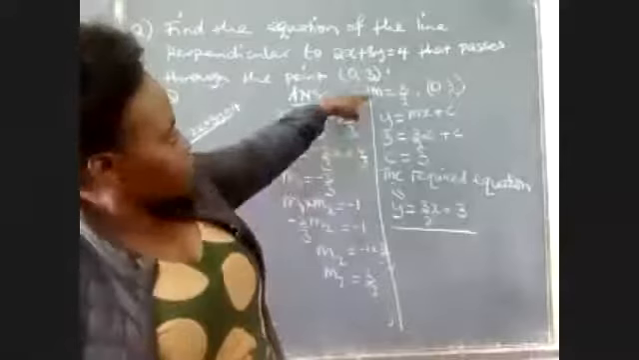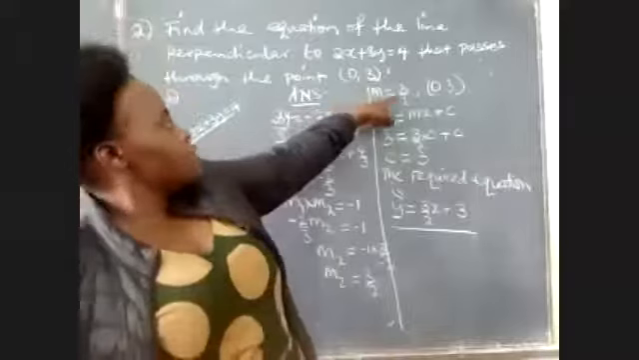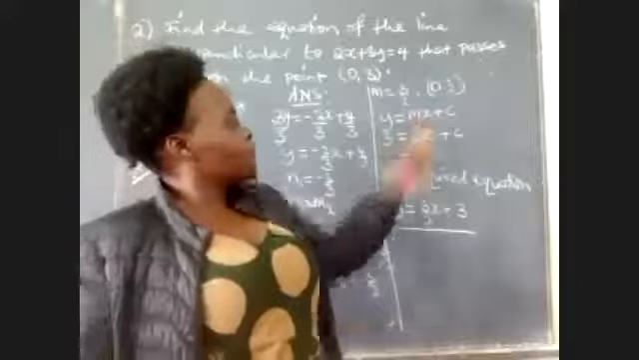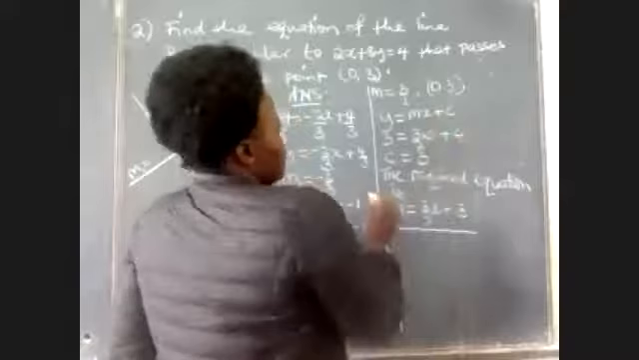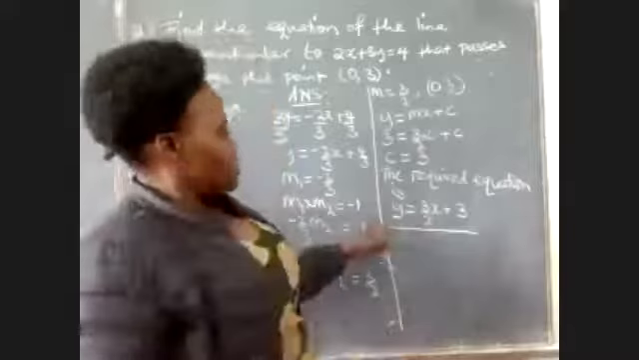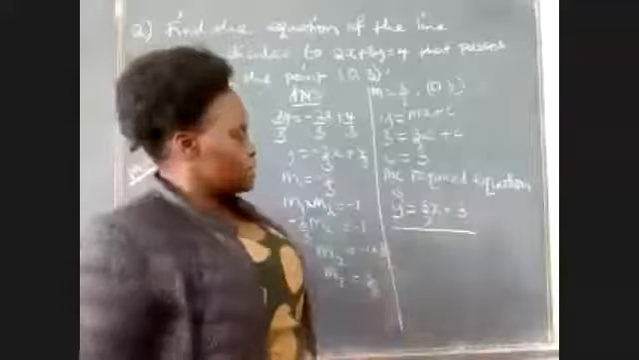And we are given, so we have m, our m2, or just m, is 3 out of 2, and we have this given point. So from y is equal to mx plus c, we are able to find c. So this is going to help us to find c, and when we substitute, the value of c is 3. So we can now comfortably write the required equation as y is equal to 3 out of 2 x plus c. Thank you so much. Any question?